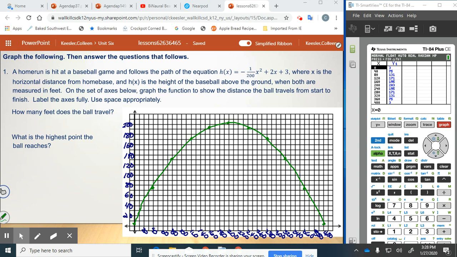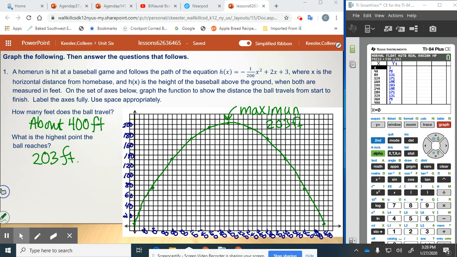All right, so how many feet does the ball travel? All right, we could say about 400 feet. Okay, and then what is the highest point the ball reaches? This is its maximum, and it's at 203 feet. So 203 feet is our answer there.